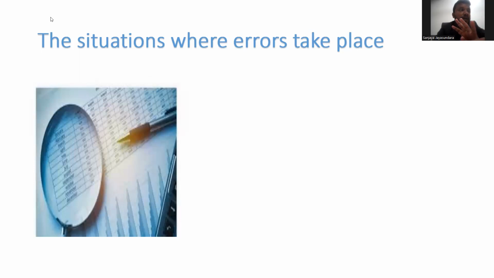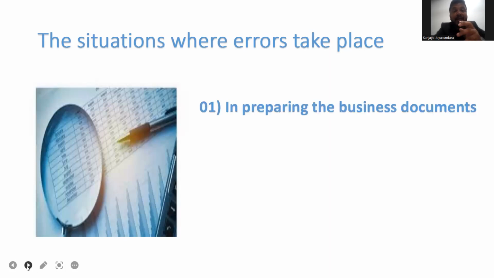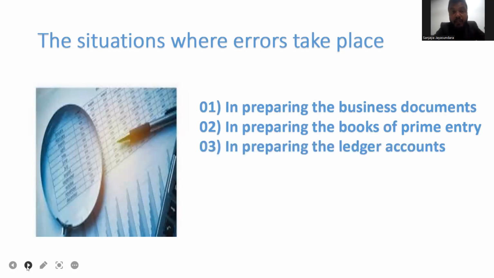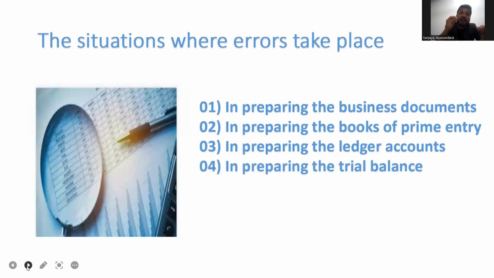Errors can happen in the preparation of business documents, in the preparation of prime entry books, in the preparation of ledger accounts, and even in the preparation of the trial balance also errors can happen. Basically, we prepare the trial balance to check our accuracy, but in preparing the trial balance also errors can occur. We'll talk about that error also.